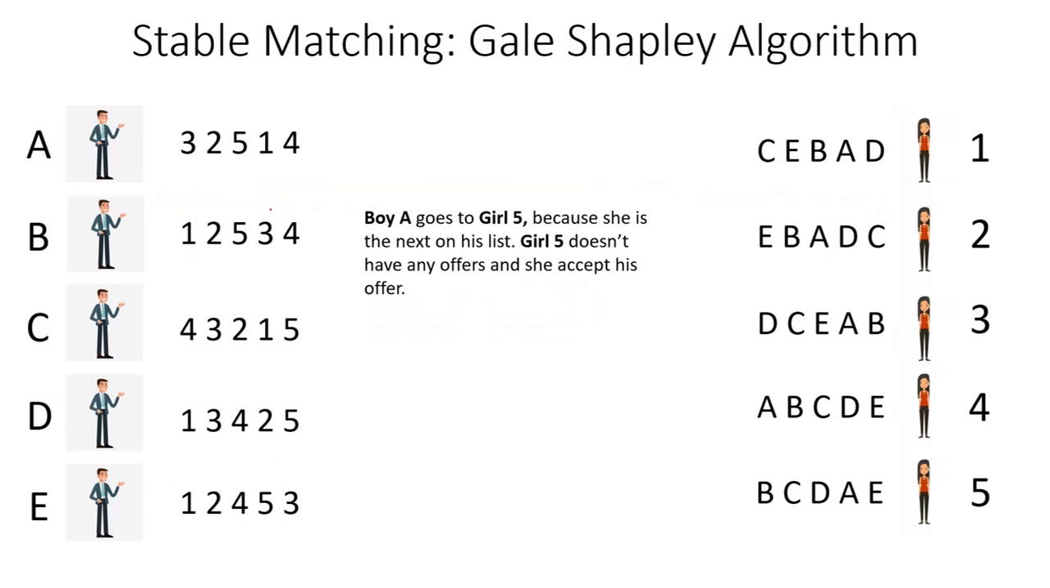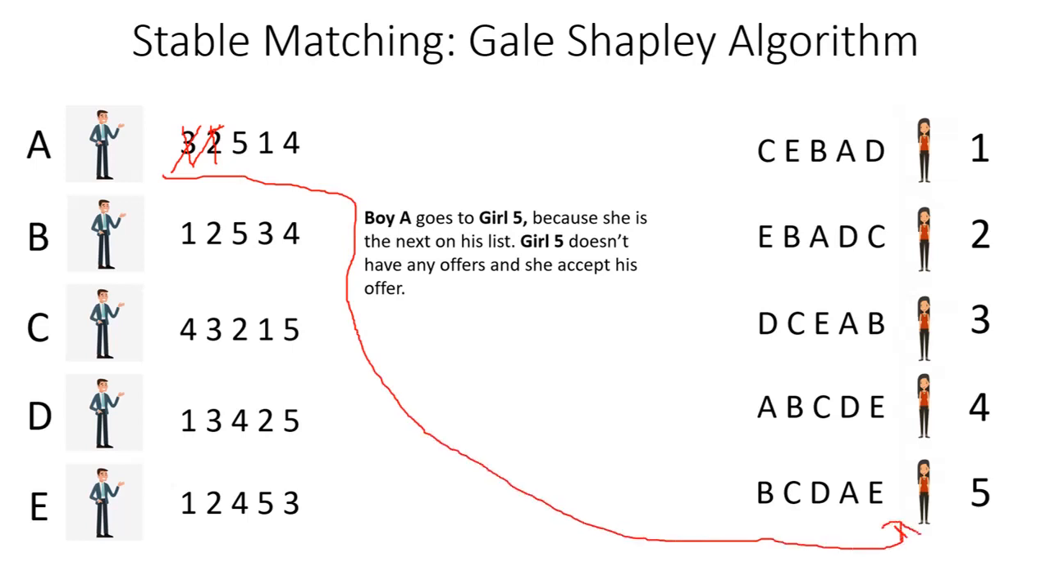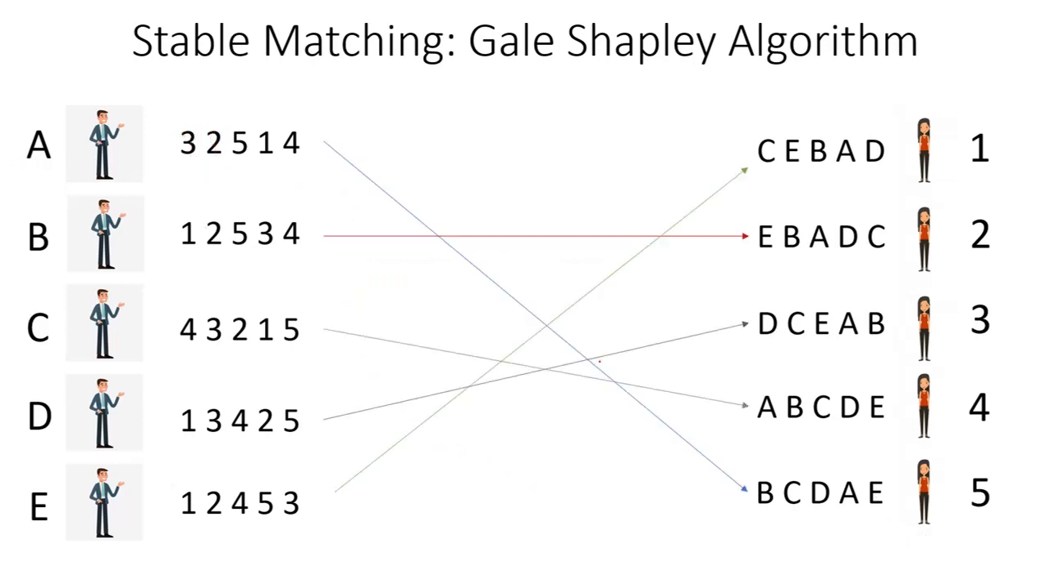So we take a look at the preference list of boy A. Girl number 3 already dropped him. Same for girl 2. So he goes to girl number 5 and makes an offer. But as you can see, girl 5 doesn't have any other offers at that moment, so she accepts the offer from boy A. So in the end, we matched every boy with every girl, and no one is single.